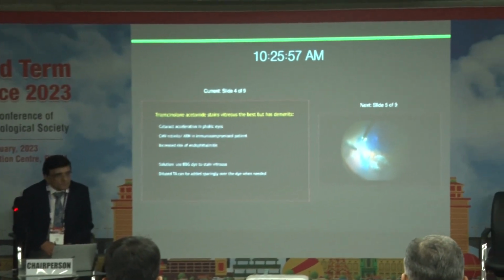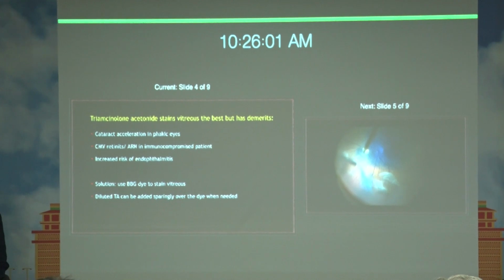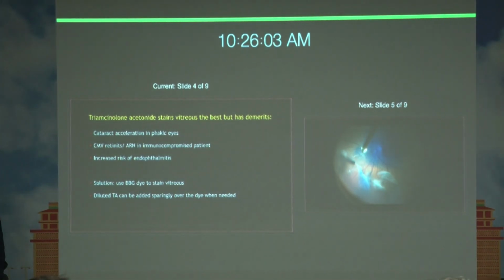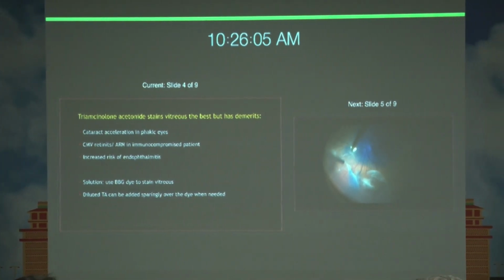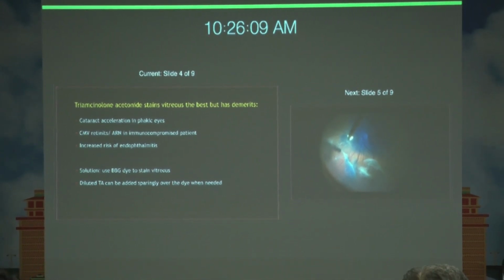Now triamcinolone acetonide definitely stains vitreous the best for PVD induction. However, in a phakic eye, it does accelerate cataract. In a patient who is immunocompromised like AIDS, we operate for CMV retinitis. It can aggravate CMV retinitis or cause other infections. And it increases the risk of endophthalmitis overall. So what is the solution?